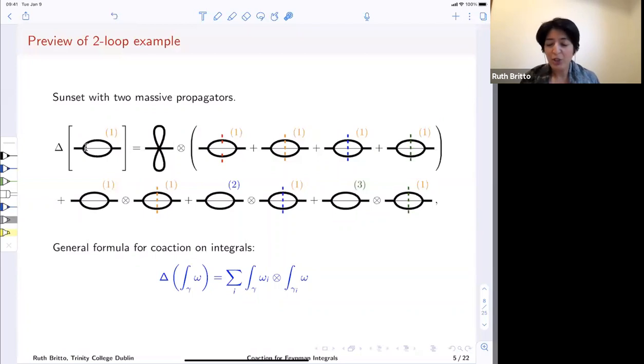Now, one new feature here at two loops is that because you can have multiple integrals in the same topology, we'll have these extra labels like here 1 and 2, referring to the fact there are two master integrals in the top topology. So this one is not any kind of contraction. It has the same topology, but we do need to involve the second master integral. And we have this general formula, which we call the master formula for coactions on integrals.